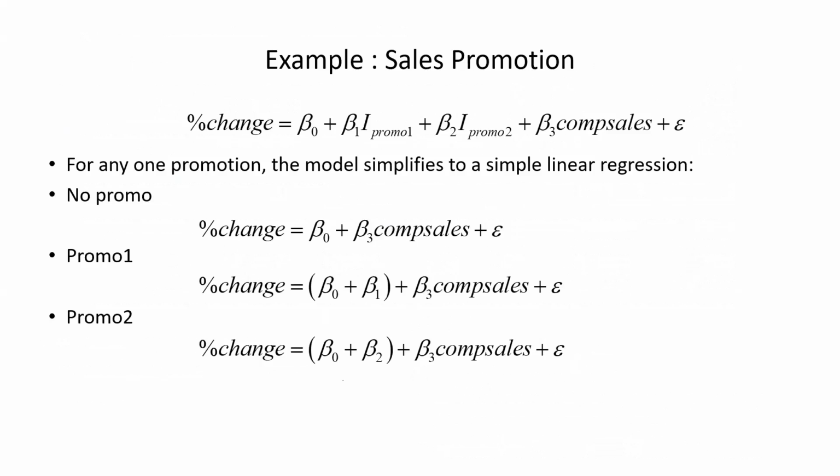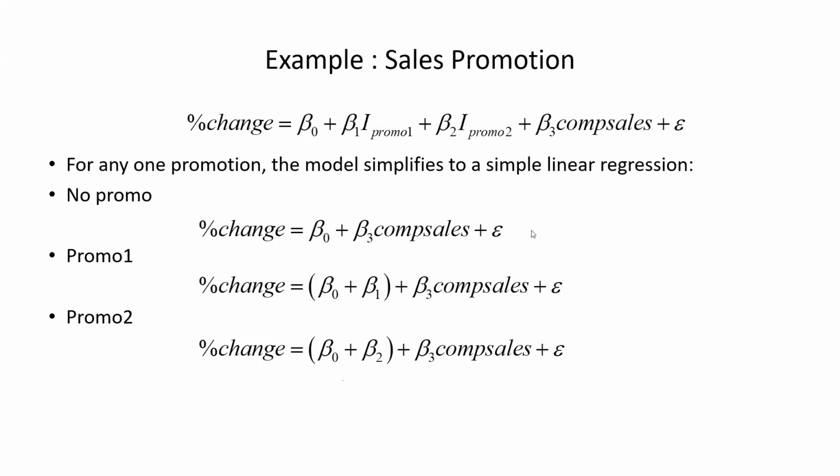We're going to play with this model a little more, in a way that I want to show you that this corresponds to 3 parallel lines, 1 for each of the categories of promotion. So if in this regression equation you have no promotion, then this indicator is 0 and this indicator is 0, and you are left with beta 0 and the comp sales.